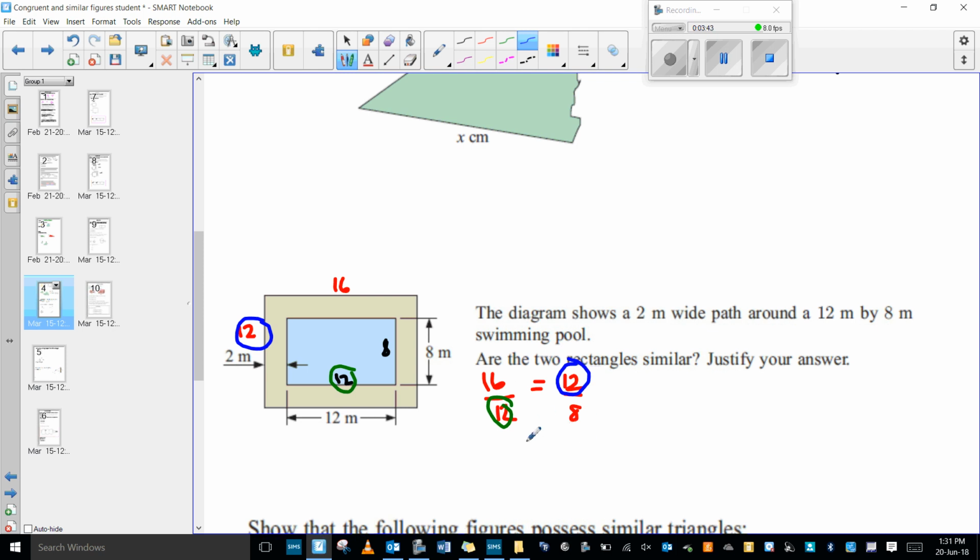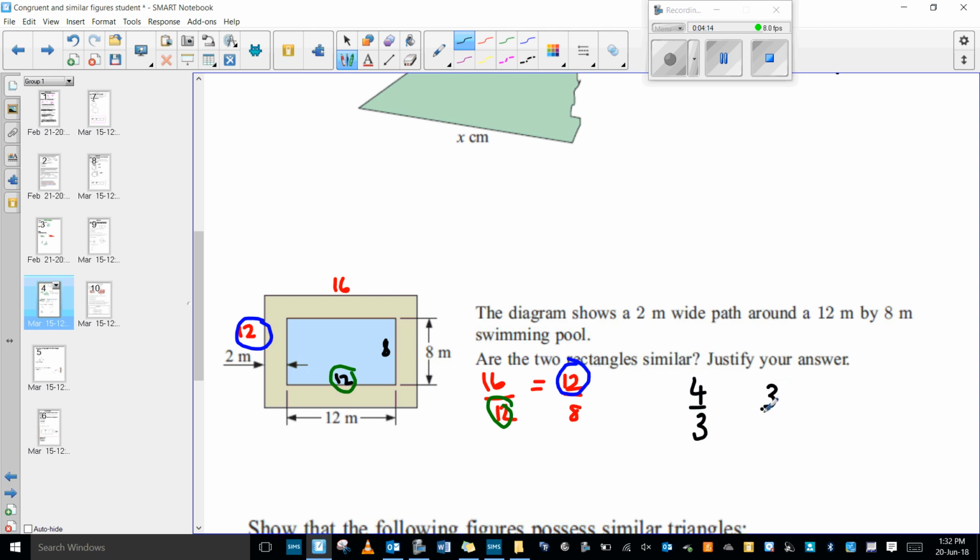Okay, well this is what you would have to do. We would simplify this. What's 16 over 12? How does that simplify? What number goes into 16 and 12? 4 goes into it, so it becomes 4 over 3. And what number goes into 12 and 8? 4. So it becomes 3 over 2.